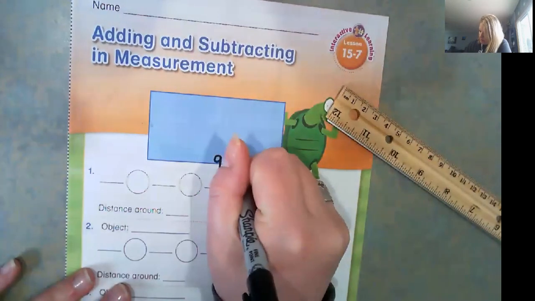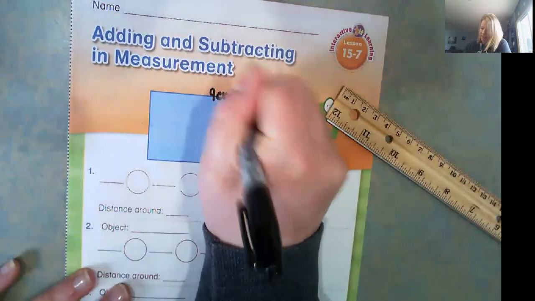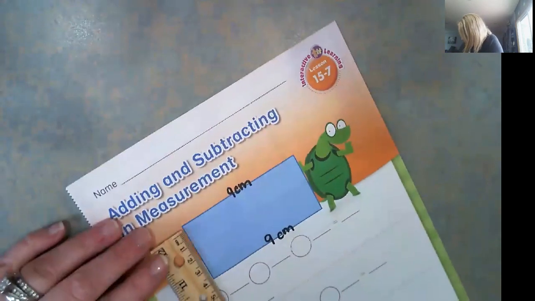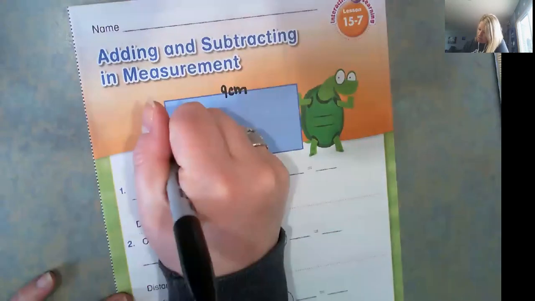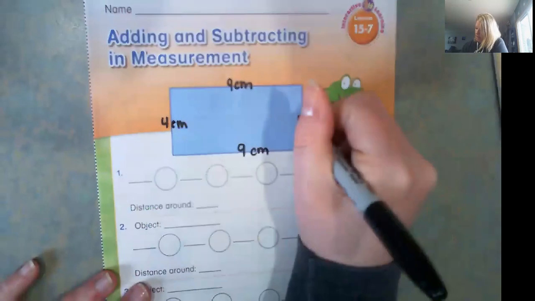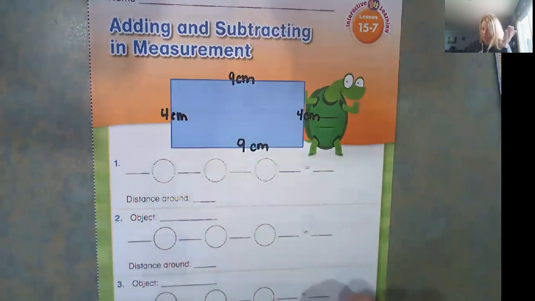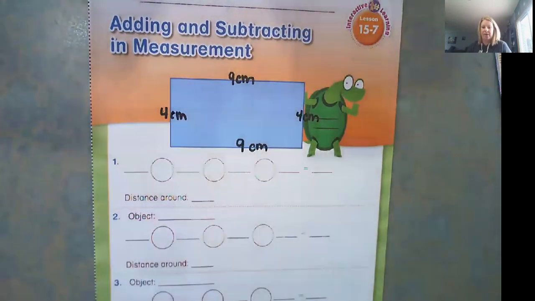And I know if the bottom is 9, that means the top is 9, right? Because opposite sides are equal on a rectangle. And then if I do this side, I get about 4. So 4 centimeters here, and that means this side is also 4 centimeters because opposite sides are equal on a rectangle. So now if I want to find the distance around, am I going to add or am I going to subtract? Hopefully you said add, because that's what I'm going to do.